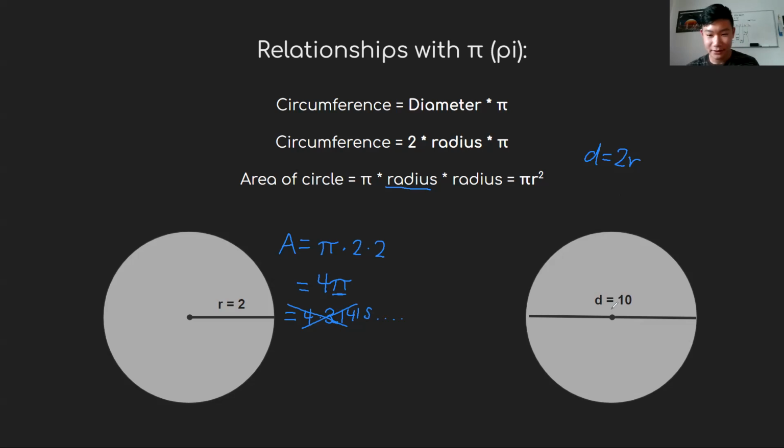Okay, does anyone know what the area of the circle is? If you do, feel free to type it in the chat. I'll go over it in a second. Okay, so the diameter is 10, right? And we want to find the area. And in order to find the area, we need the radius.